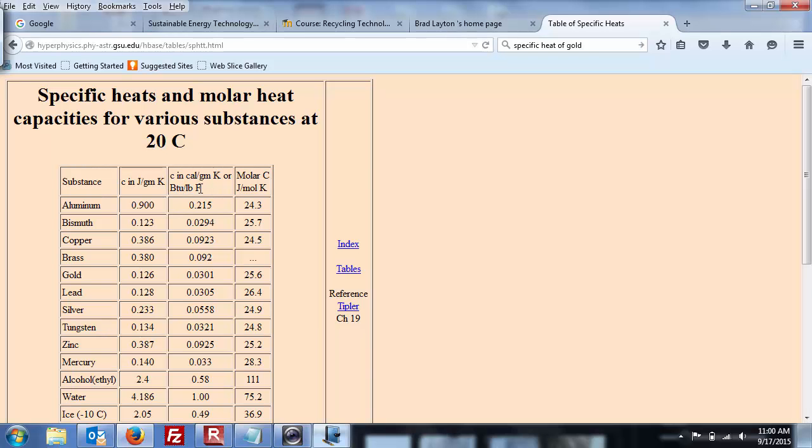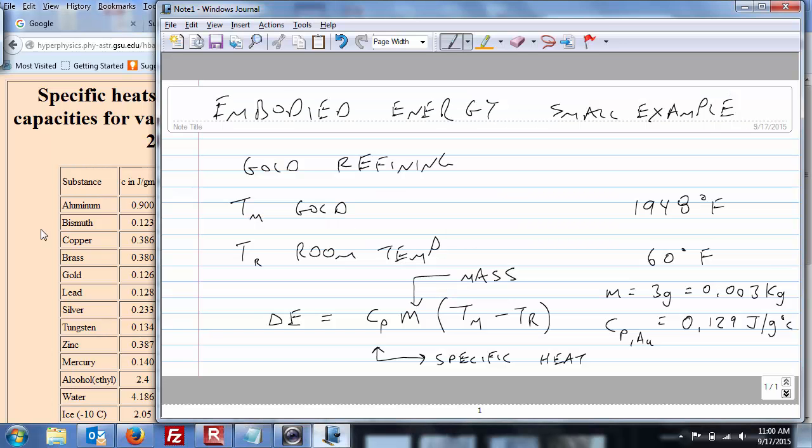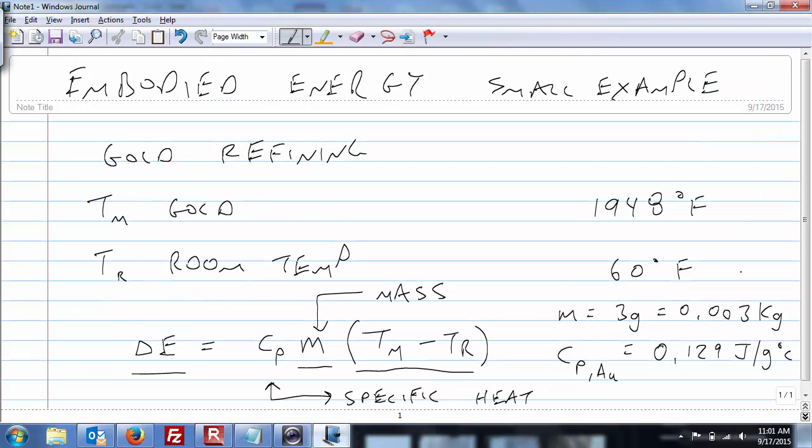They've also got it in calories per gram Kelvin or BTUs per pound Fahrenheit. Obviously, every single one of these is energy per unit mass per temperature. So going right back to our equation, this is in joules, this is in whatever units of temperature you want to use, this is in whatever units of mass you want to use, and then the specific heat, as long as you're using the correct units. So we'll hop on down to the next page.